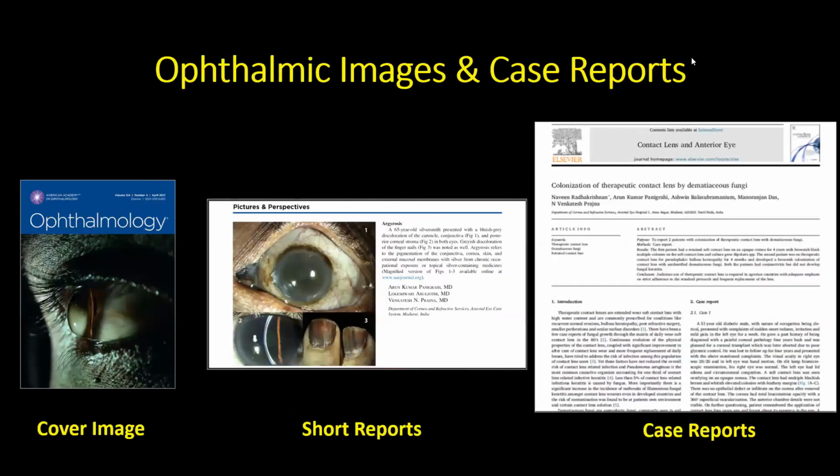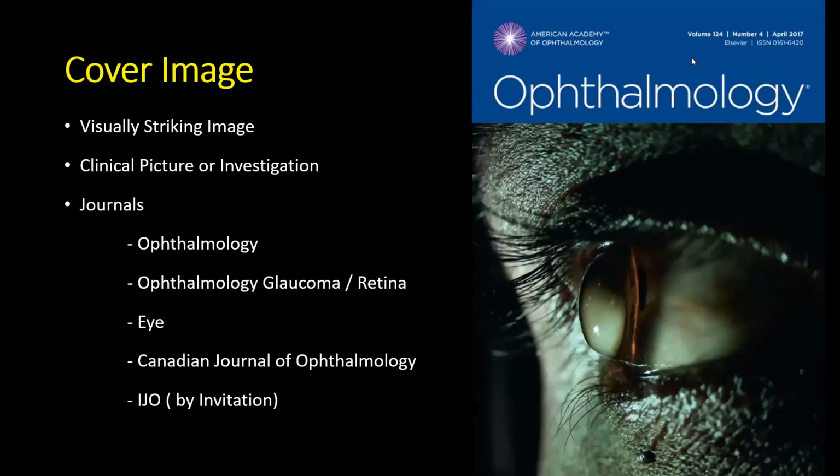So basically, ophthalmic images and case reports, you can have it as a cover image, or as a short report, or as a detailed case report. So cover image: if you can take one visually striking image, then you can submit it to certain journals, like Ophthalmology, Ophthalmology Glaucoma, Ophthalmology Retina, Eye, Canadian Journal of Ophthalmology, and now recently IJO by invitation. They conduct competitions, and whoever wins, that image will be taken care of. So this is my image on pellucid marginal degeneration, published in Ophthalmology.